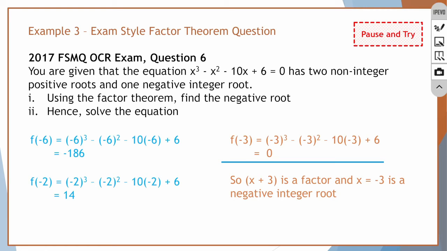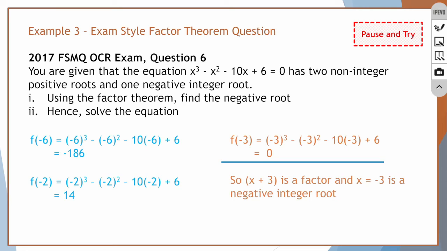So this means, as we've shown in the previous examples, that negative 3 is a real root of the function, and therefore x plus 3 is the factor. So now that we have this information, we can move on to part 2, and part 2 asks us to solve the equation. Well, in order to solve it, we have to first factorize it fully.